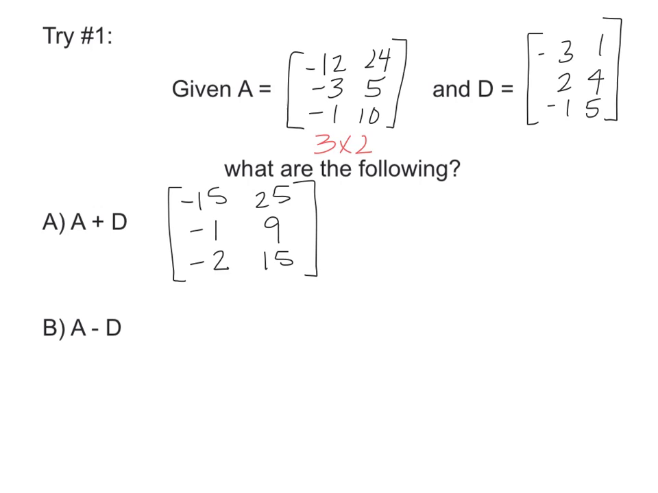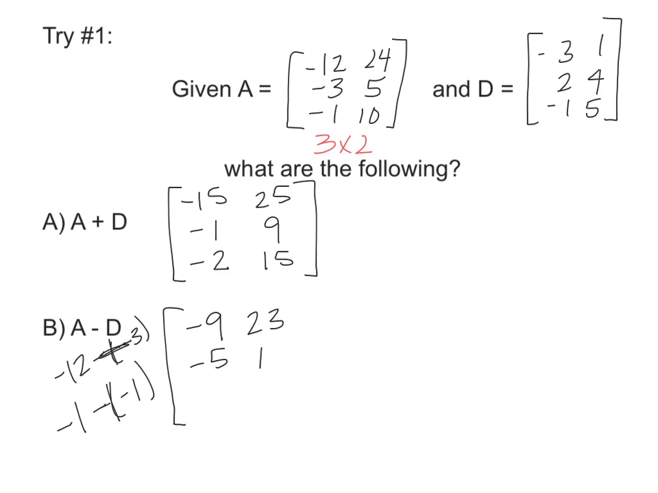Now we've added. Now we need to go through and subtract those matrices. Negative 12 minus a negative 3. Again, I'm going to write that out because it's worth writing. Negative 12 minus a negative 3. Remember, that's a double negative. So negative 12 plus 3 is negative 9. 24 minus 1 is 23. Negative 3 minus 2 is negative 5. 5 minus 4 is 1. Again, this one is also worth writing. Negative 1 minus negative 1. That's a double negative. So negative 1 and positive 1 is 0. And then finally 10 minus 5 is 5.